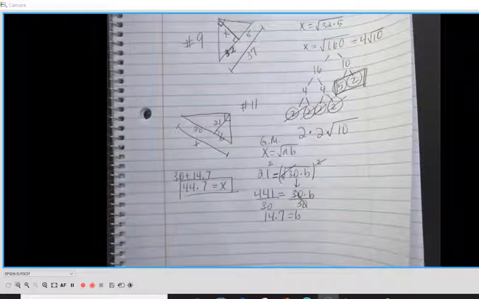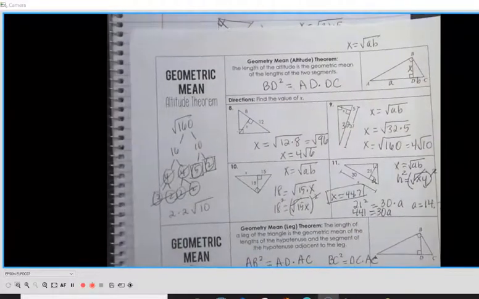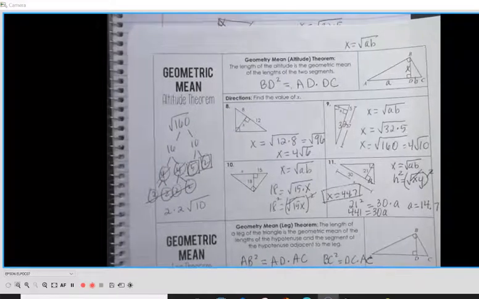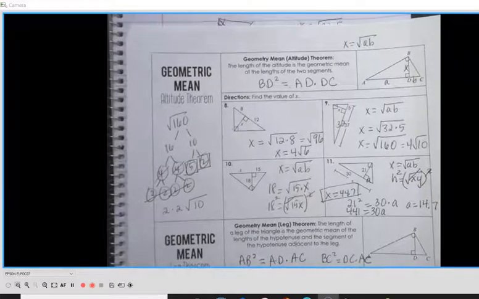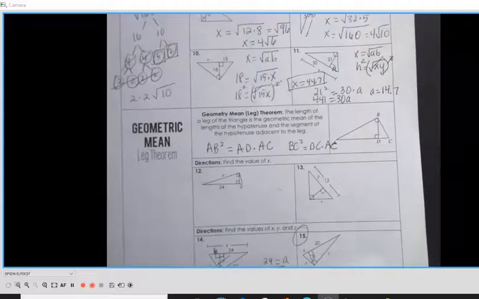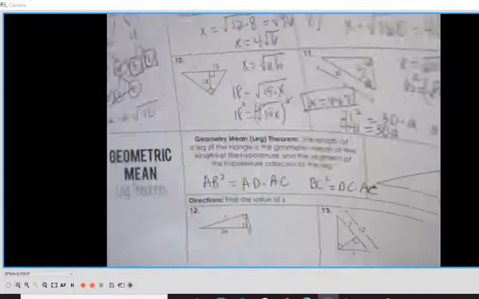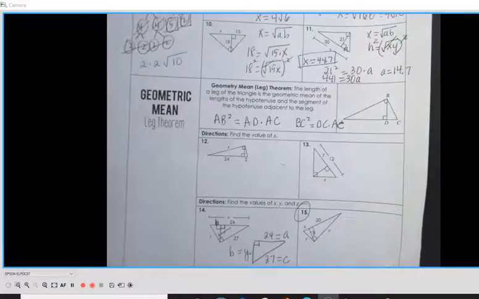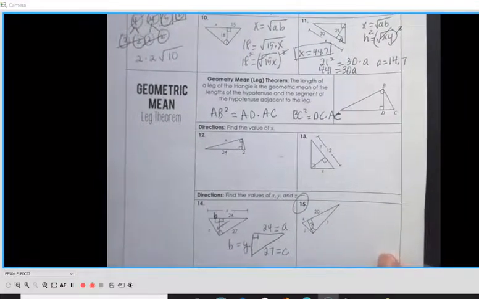That was number 11. Okay, so remember that they have the geometric mean with the altitude theorem. All four of these pretty much have been discussed. So now let's look at the geometric mean with the leg theorem. So I'm going to work on number 13 and also do number 14.